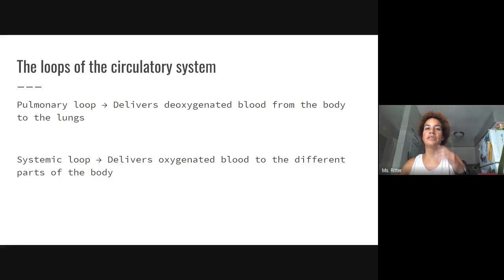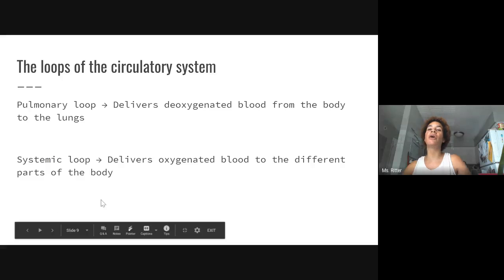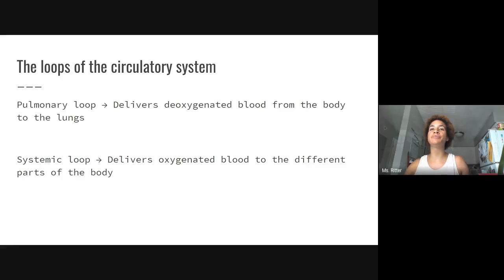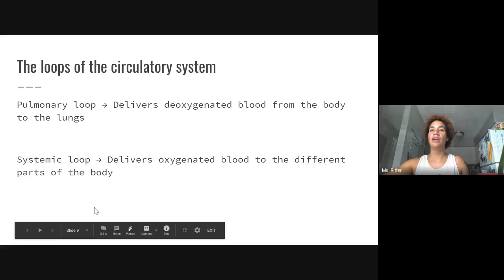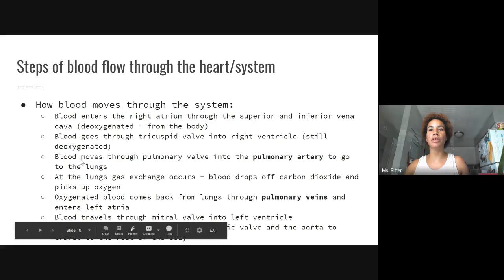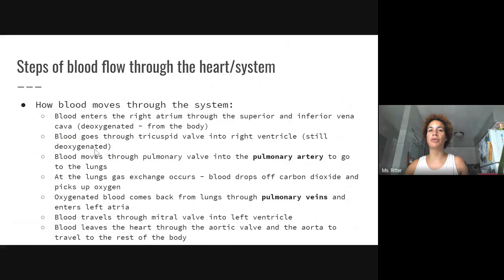And okay, so the systemic loop, I want you to think a whole system. In this case, our whole body, right? So that systemic loop is a whole system. It's delivering oxygenated blood to the different parts of the whole body, right? And so let me talk about how blood is moving through the system, okay? So blood is going to enter the right atrium of the heart through the superior and inferior vena cava, and I'll pull up a picture of this in just a second, so don't fret.